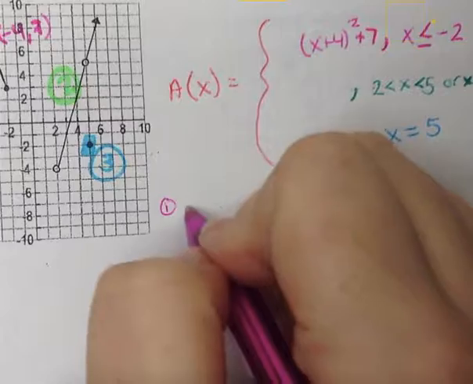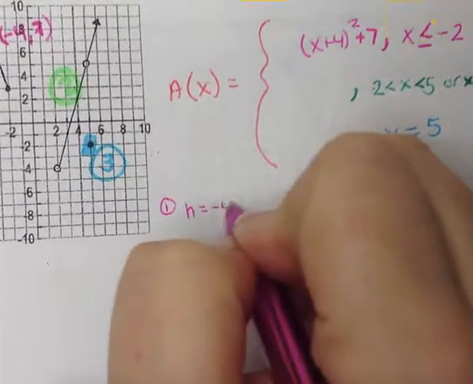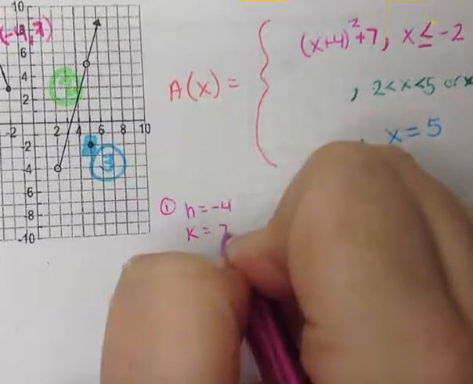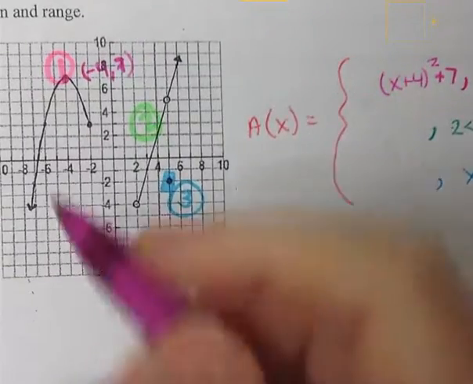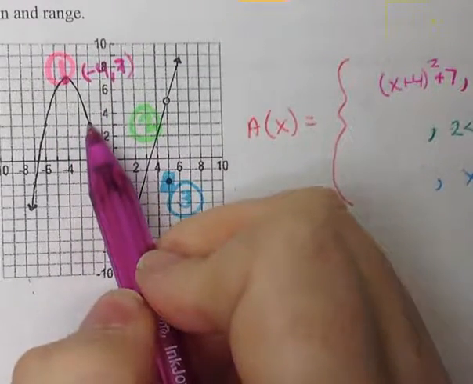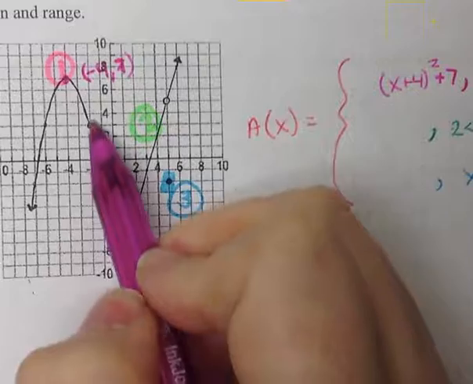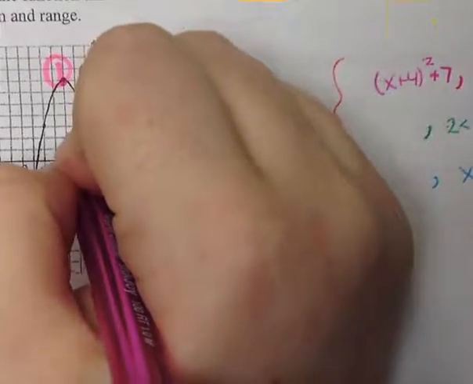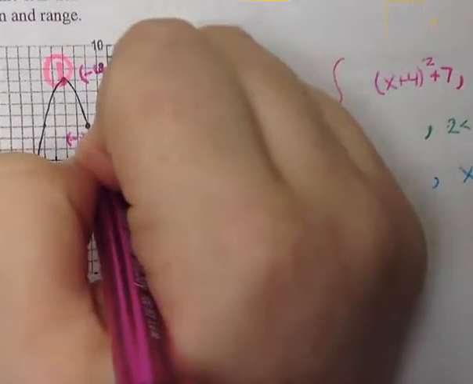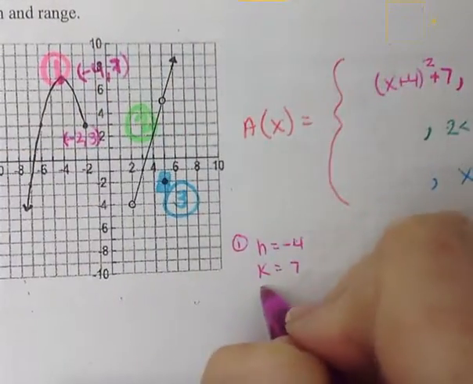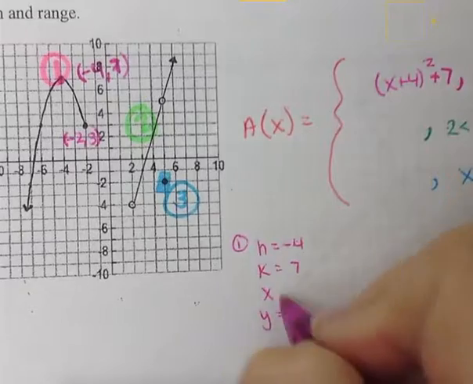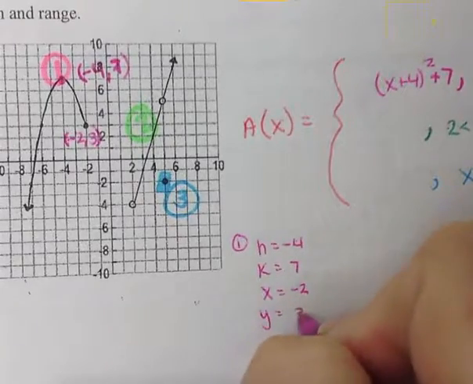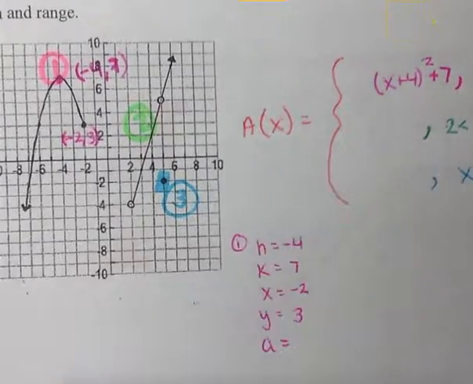We have the h value is -4, k value is 7, but we need an x and a y value. So we also have a coordinate. We can use this coordinate because it's solid there, that -2, 3. So that's at -2, 3. So the x and y we have, -2 and 3, we need to find our a value.